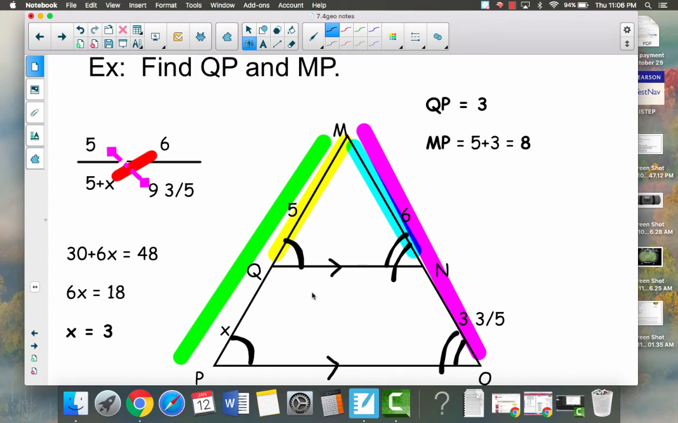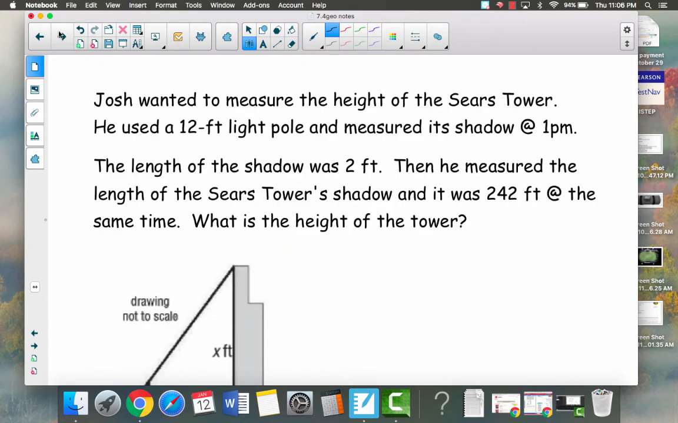So that's one of the first rules that we learned. And that's why we're allowed to set up proportions like we did. Okay, if they weren't similar, we couldn't set up a proportion. All right, last problem, and then I will let you guys get started on your work.